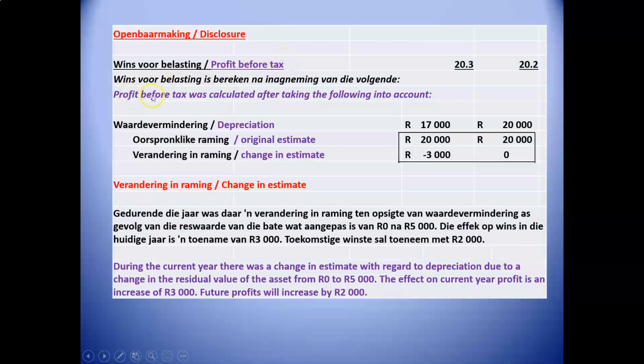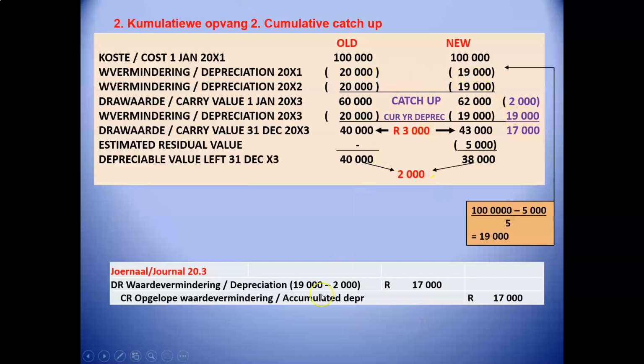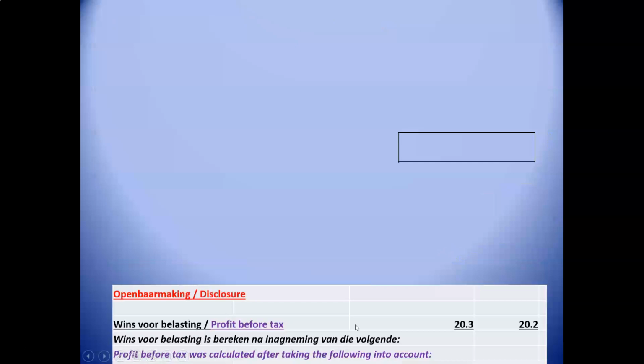Profit before tax note. Profit before tax was calculated after taking the following into account. Comparative figures: depreciation on the vehicles in 22 was 20,000. 23 is in total 17,000. And that 17,000 can be broken up between the catch-up and the current year's depreciation. It's very important that you understand that the 17,000 Rand actually has two components, because in later, more intelligent questions, I'm going to give you one of the two and you have to work out the other one.